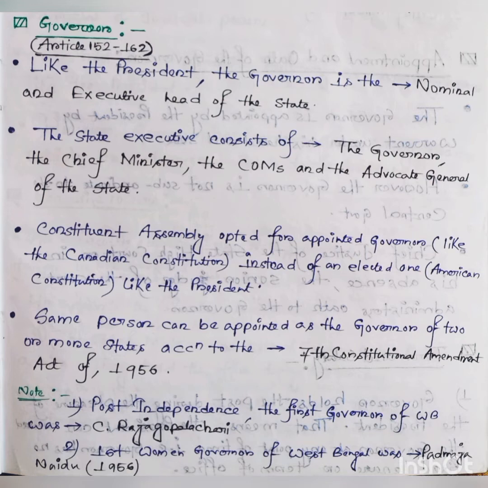Instead of an elected one, like the American constitution. The same person can be appointed as the Governor of two or more states according to the 7th Constitutional Amendment Act of 1956.